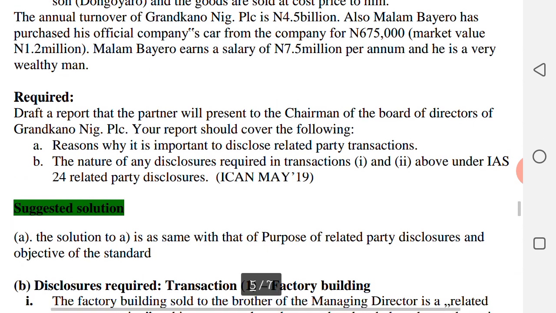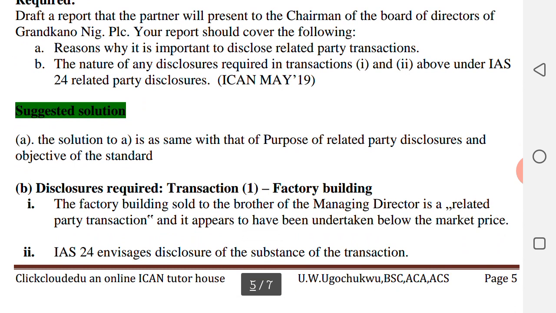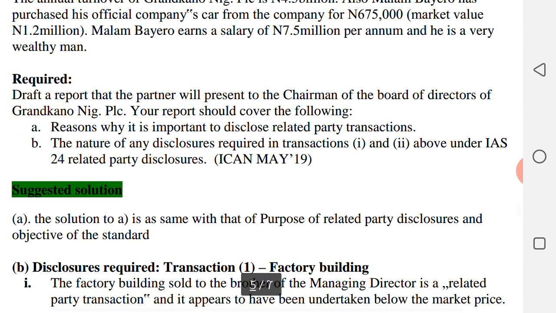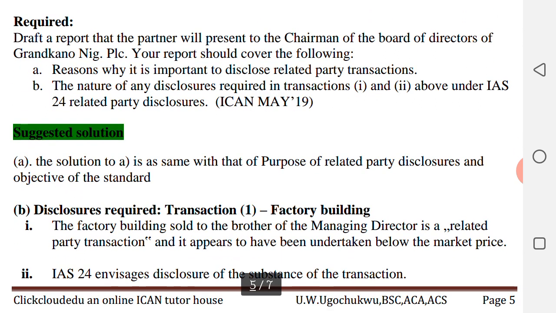So these are the headings of the report. Now the report might come in form of a memo. There will be Grand Canyon Nigeria Limited at the heading, from, which we can use any name, the accountant, then to the chairman. They can put dates, they can put subject. The subject matter is the heading I just put here.